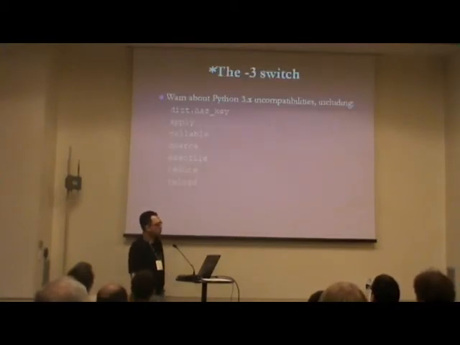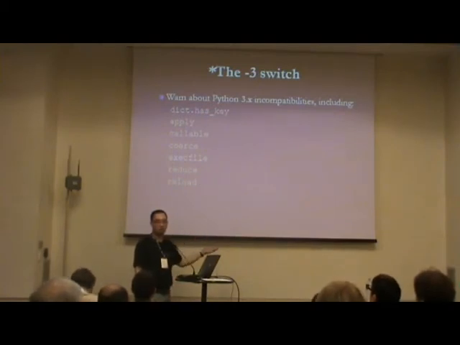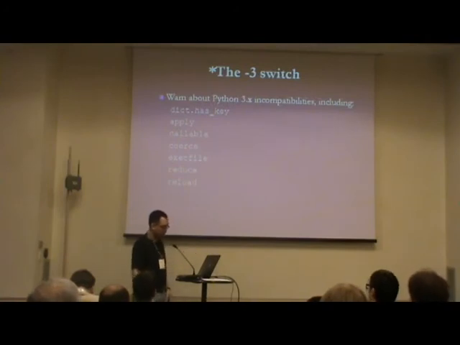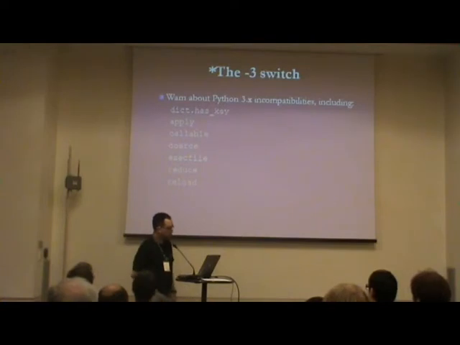So here's what the -3 switch does when you run it. It'll tell you about dictionary.has_key, which is actually being removed. You could just use in, right? If k in dictionary, you don't need has_key anymore. But before Python 2.2, before we had the in operator, we had to use has_key to ask whether or not a dictionary had a key. Same goes for apply, and I guess callable is going to be removed from the -3 switch in Python 3.2, at least I hope it is. Coerce, execfile, reduce, and reload, all the things that are not built-in functions anymore.